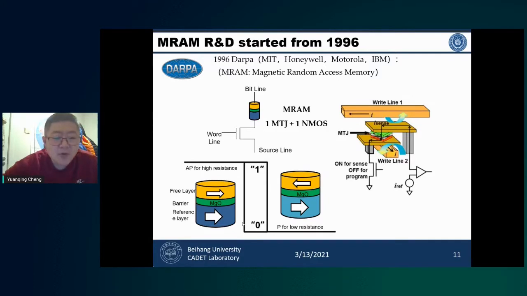For example, we can denote the high resistance state as theta 1 and the other state, the parallel state, as theta 0. Then we can implement this to store the data in the MTG.